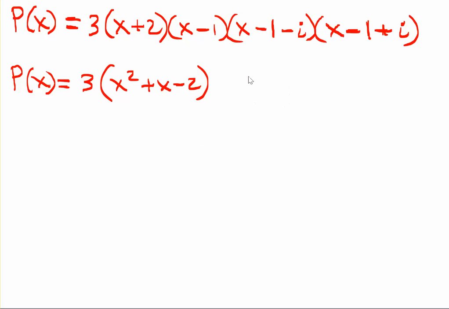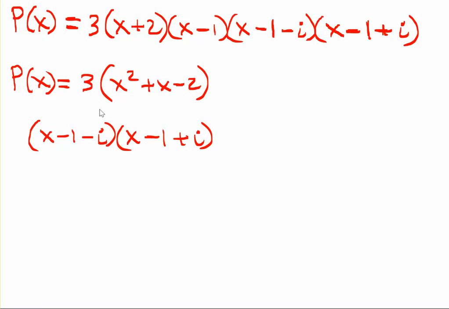Okay, the fun part is this one right here. I've got to FOIL this out. One little thing here: when you FOIL this out, all the i values better cancel or else you did something wrong. Cool, so off to the side here, I'm going to do it with you guys. x minus 1 minus i times x minus 1 plus i.